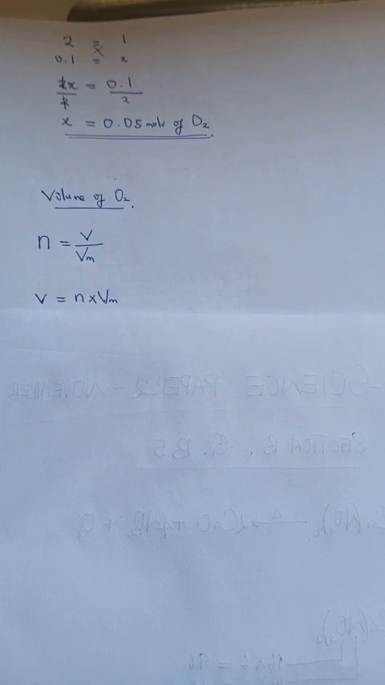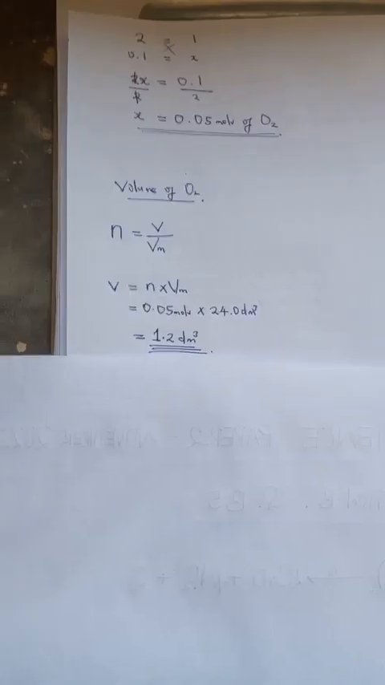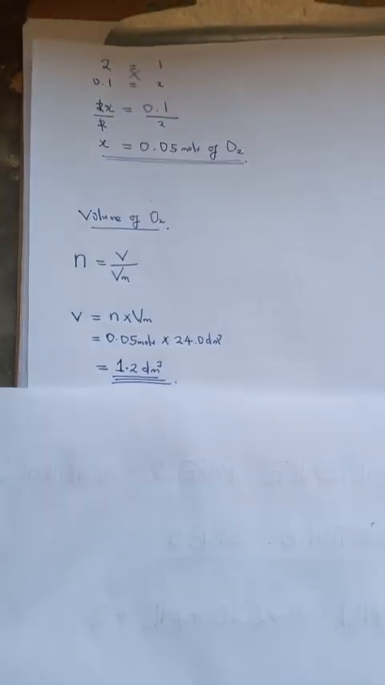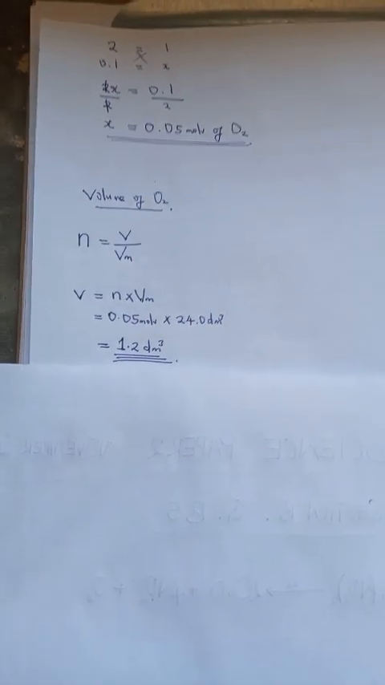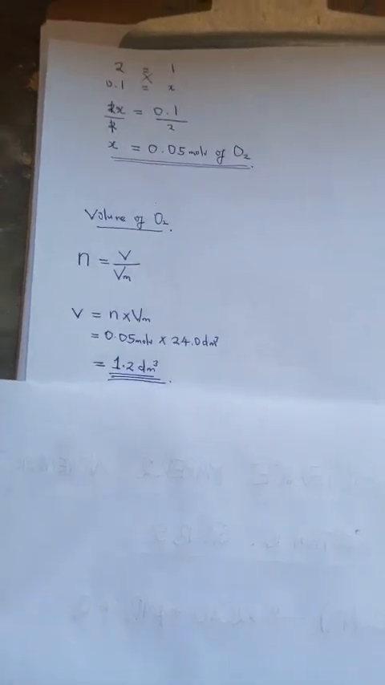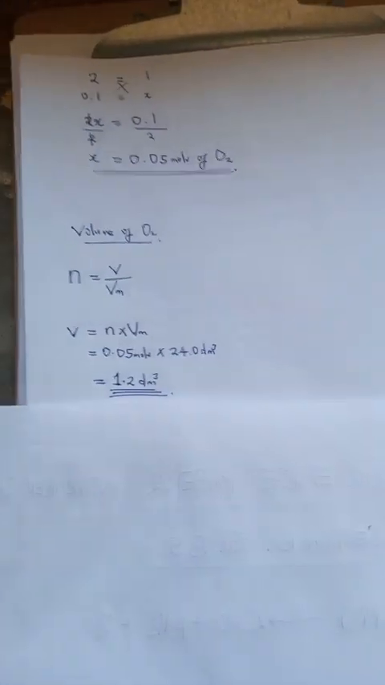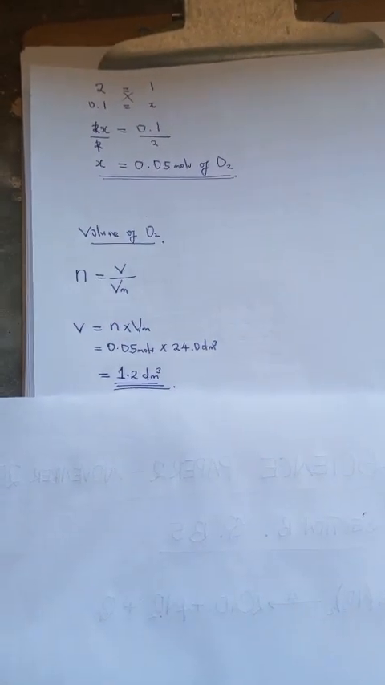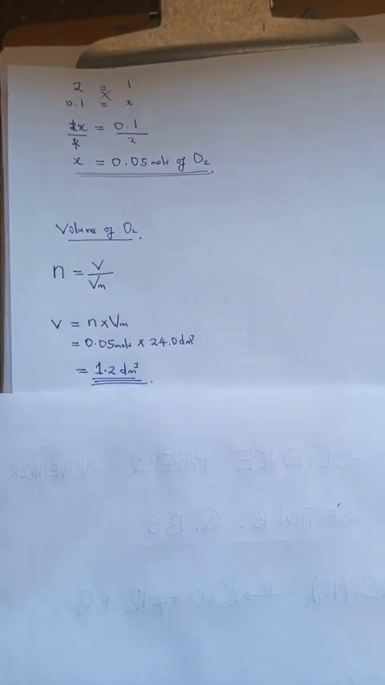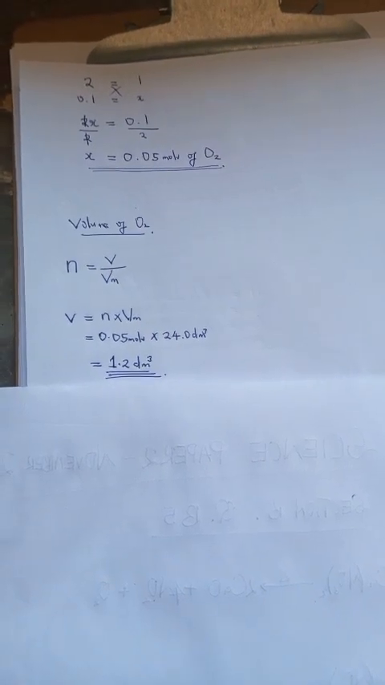So in this case, we're going to use 24 because it's room temperature and pressure. And if we make V the subject of the formula, we're going to have number of moles times the molar volume. And when we do the math, we will end up having 1.2 cubic decimeters as the volume of what? Of oxygen. So this is how simple the paper was, guys. It may seem very long in solving it, but remember, you are trying to make sure that you score any mark that is given per question.